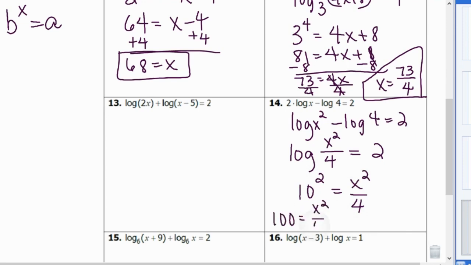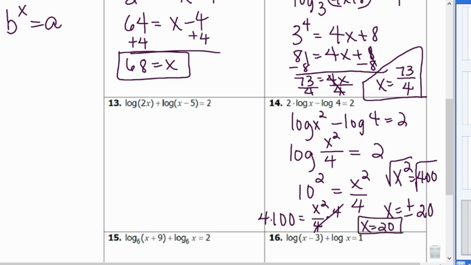100 equals x squared over 4, and I'm out of room. We multiply by 4 on both sides. We get x squared equals 400. And then we're going to use our square root property to get x equals plus or minus 20. Now, again, for time's sake, I will tell you that the negative 20 is not going to work. Only the positive 20. So x is equal to a positive 20.